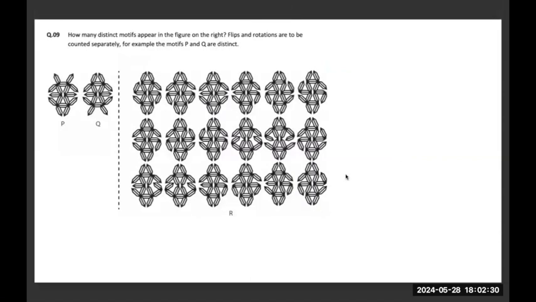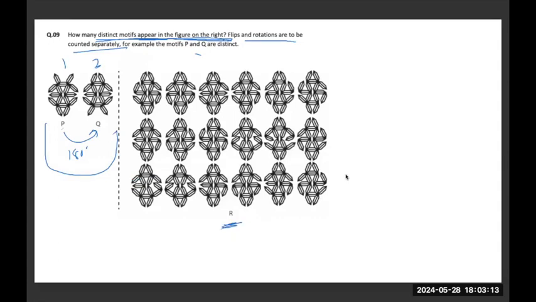Here you are provided certain patterns, motifs. How many distinct motifs appear in the figure on the right is what is asked. Flips and rotations are to be counted separately. For example, P's rotated version is Q. You rotate it 180 degrees and you get Q. So this is a distinct pattern and this is another distinct pattern. Now this is just an example. We don't have to count P and Q. We are just interested in finding the distinct motifs that are there in R.